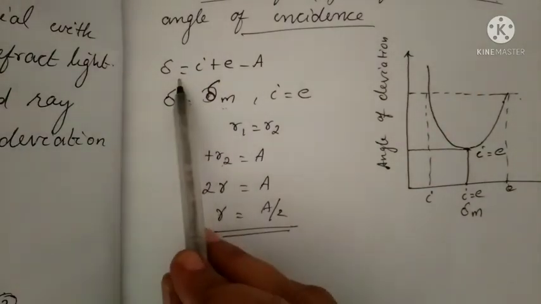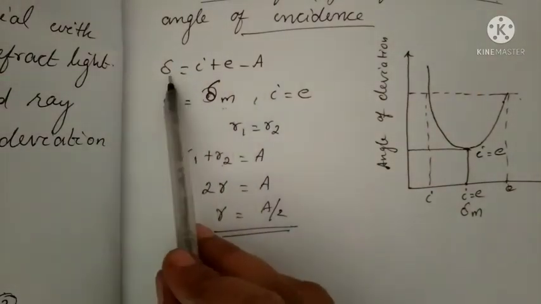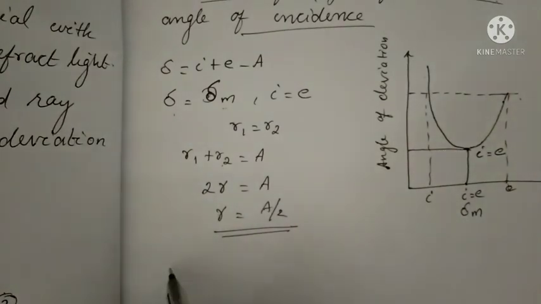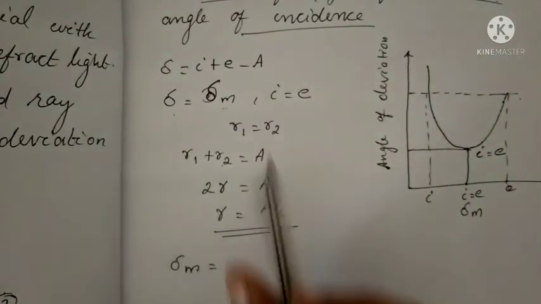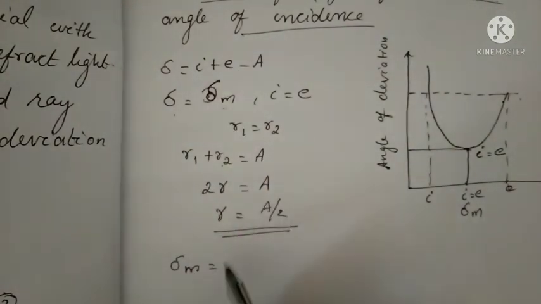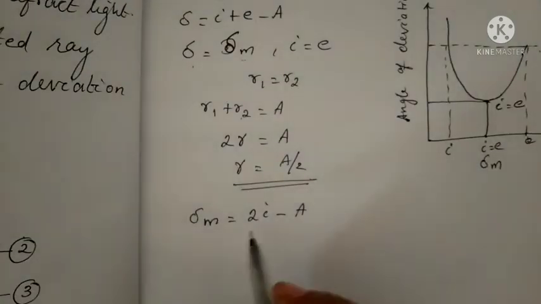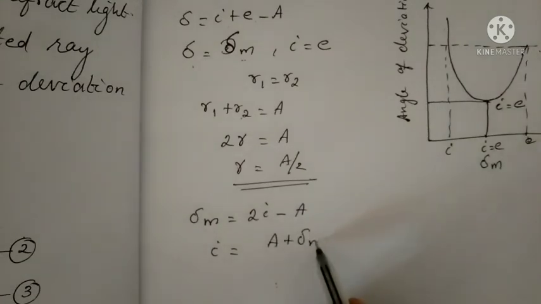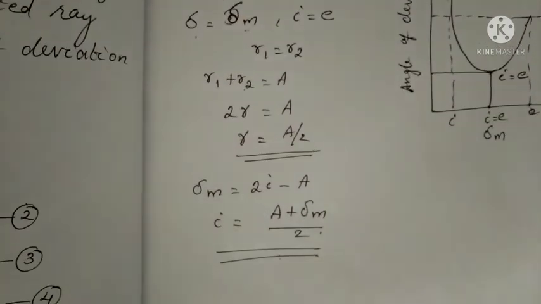Clear? Then we can find out the angle of minimum deviation. So in this equation, we can write delta equal to delta m, then I equal to E. So we can write 2I minus A. Therefore, from this equation, what is I? I equal to A plus delta m divided by 2. So this is the angle of incidence. So in the case of angle of minimum deviation, angle of refraction R equal to A by 2 and angle of incidence I equal to A plus delta m by 2.